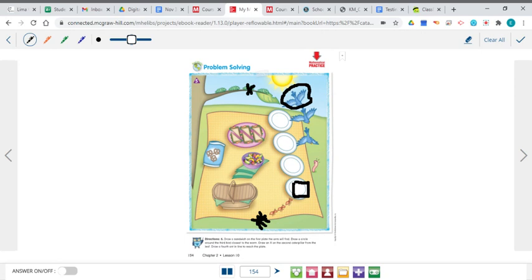All right, so I'm going to let you practice with first, second, third, fourth, and fifth by doing pages 155 and 156 in your math workbook.